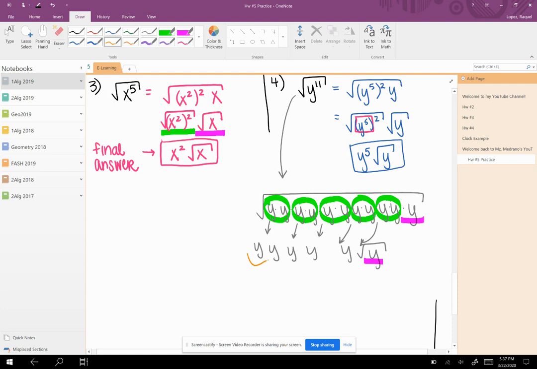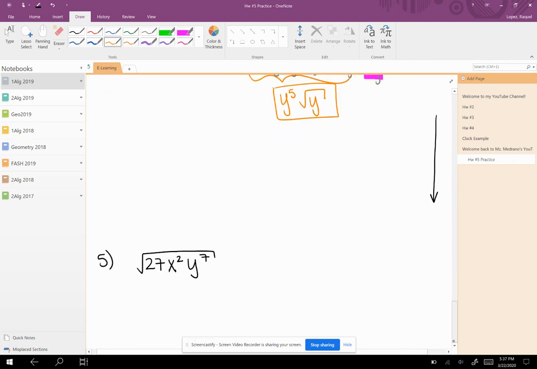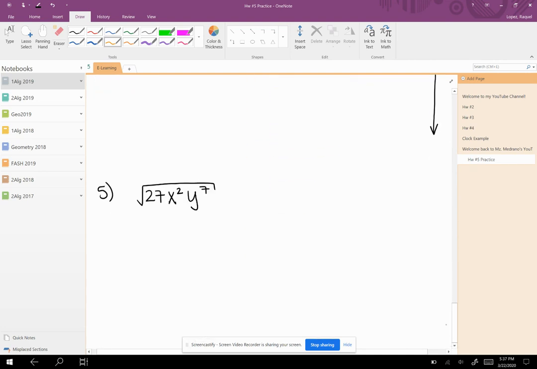So again, I can go ahead and simplify. I have 5 copies on the outside, so I can condense that as y to the 5th times the square root of y. Okay, either way, you're going to end up with the same answer. So I want you guys to hit pause, and I want you to try this challenge problem.